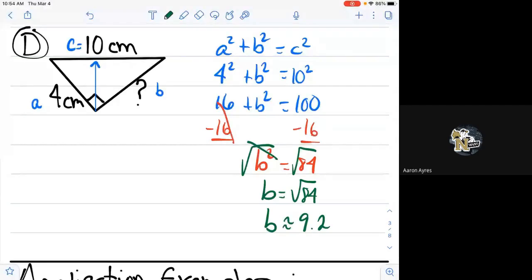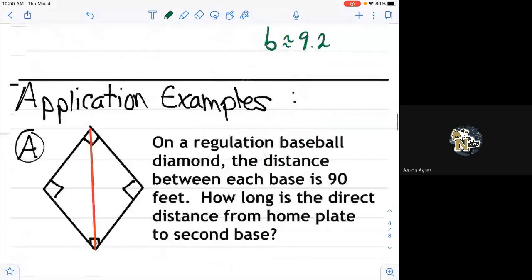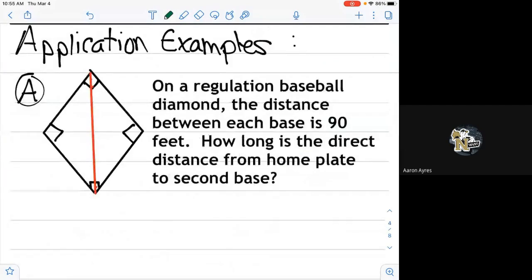Good. Let's take a look at some story problems today. So you're going to want to get these in your notes. We're going to start with this one right here. Get this one down in your notes, and then we're going to talk about it.